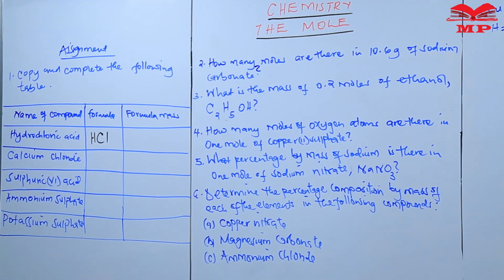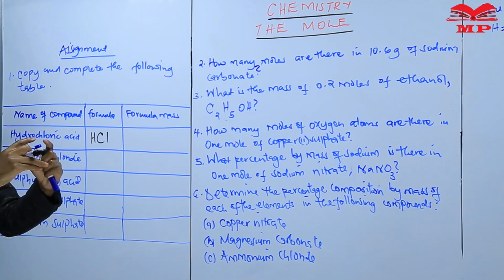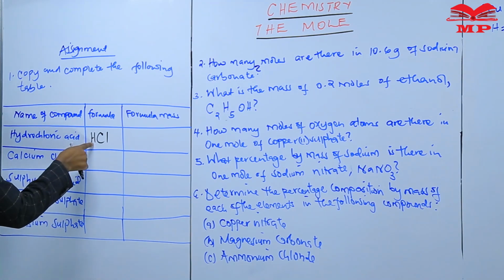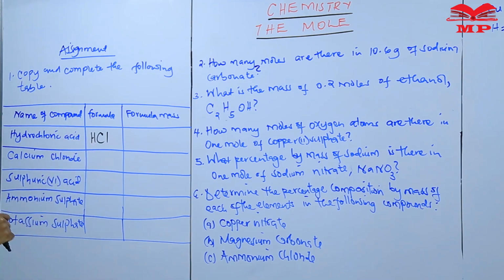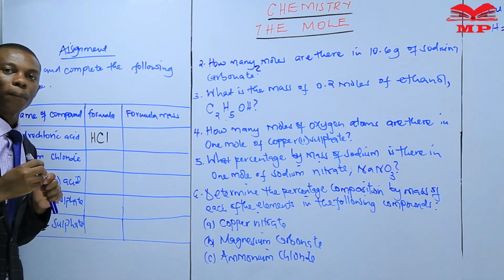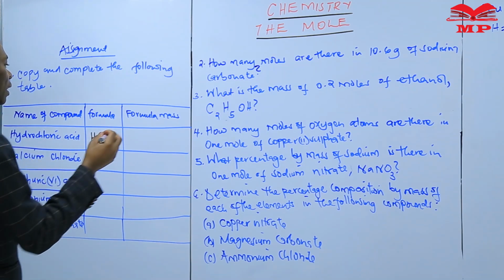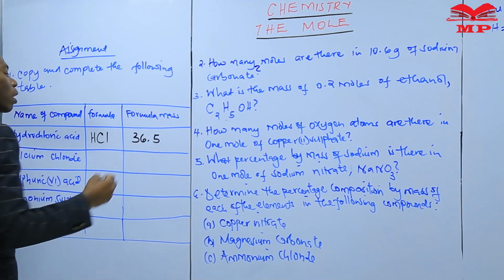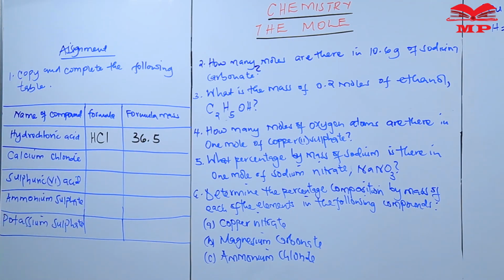But again, ensure that the formula is correct by ensuring that the capital letters are written very correctly, and the letters are not supposed to be in contact with one another. For the formula mass of this one, hydrogen has a mass of 1, and chlorine has a mass of 35.5. Therefore, the formula mass will be 35.5 plus 1, which is 36.5. That is the formula mass of hydrochloric acid.